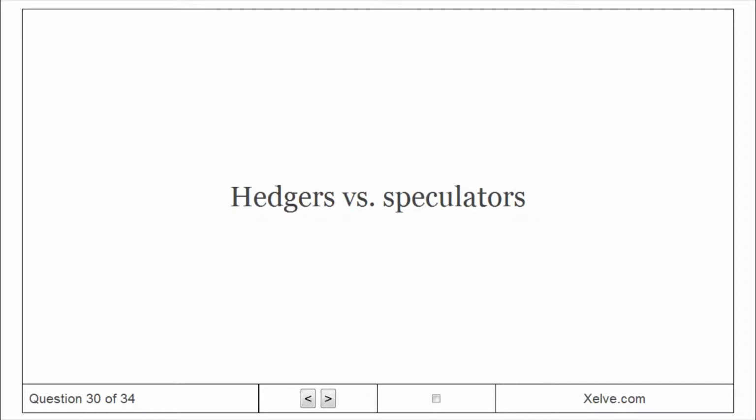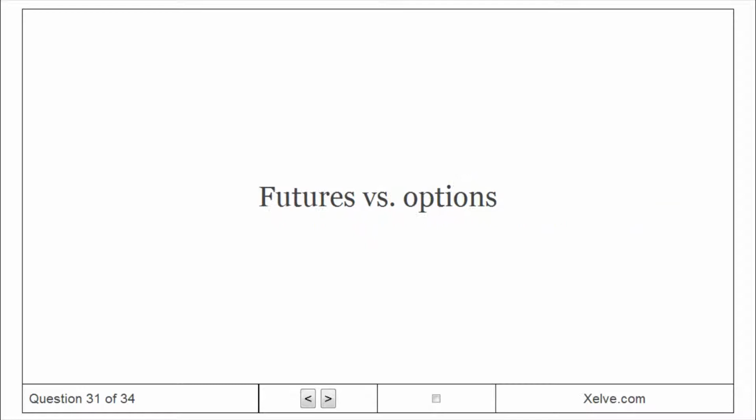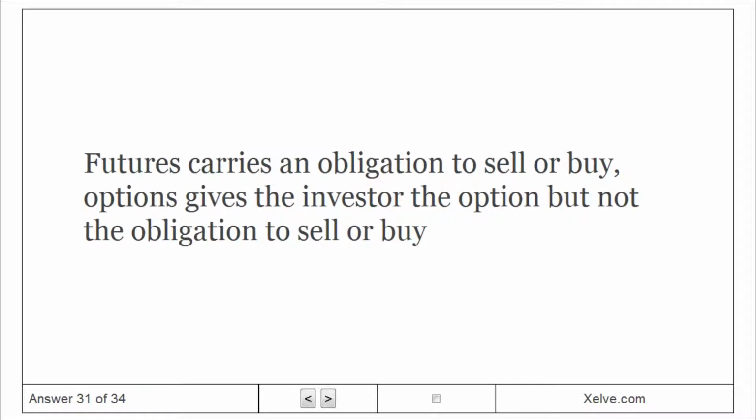Hedgers versus speculators. The first tries to eliminate the volatility associated with the price of an asset, the second tries to profit by betting on the direction in which an asset will be moving. Futures versus options. Futures carries an obligation to sell or buy. Options gives the investor the option but not the obligation to sell or buy.